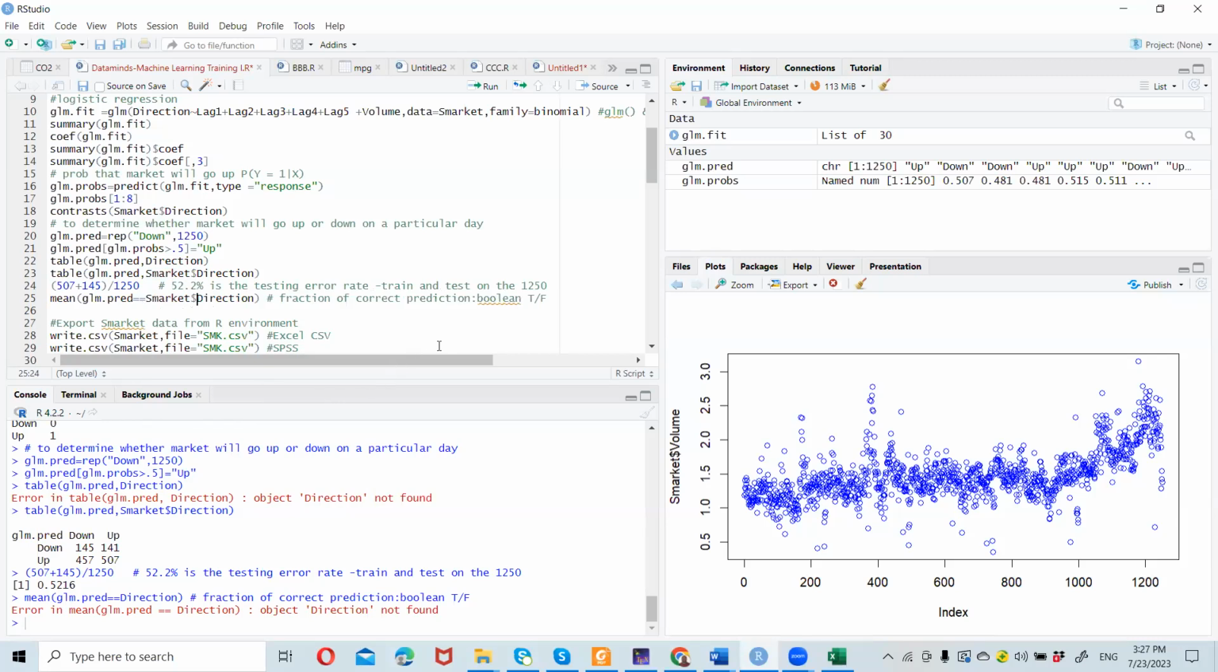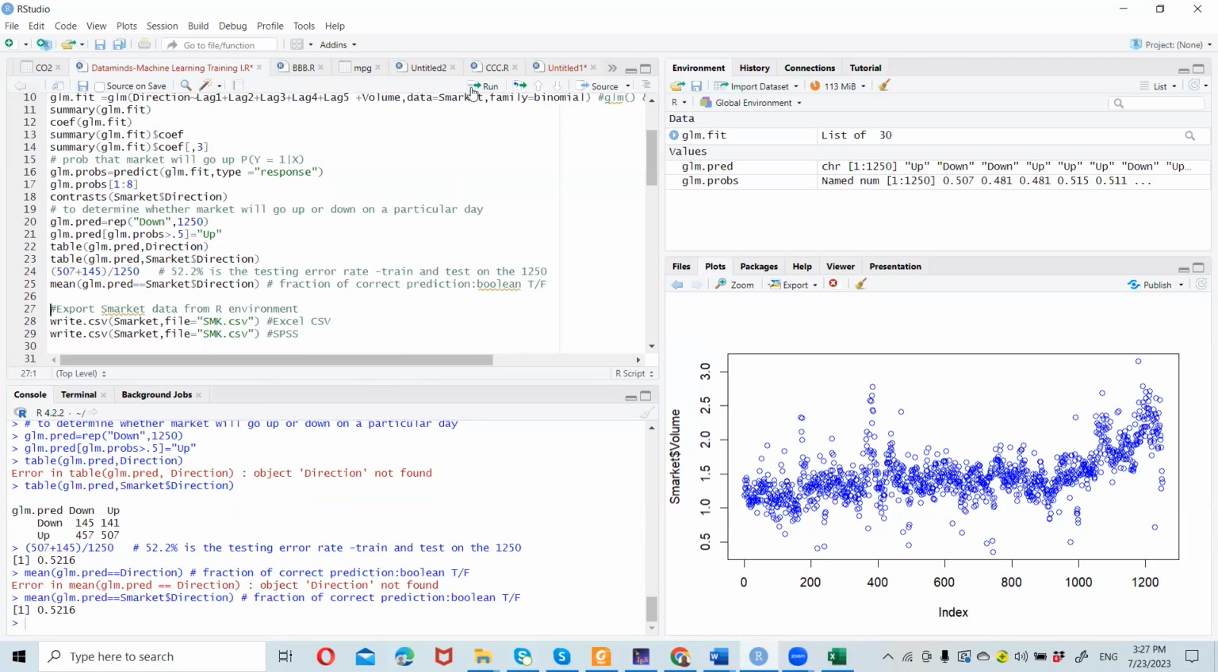Are you saying this? Can you see my line 25? Yeah. Can you see it? I think we lost him. I think we lost him because of the network issues.